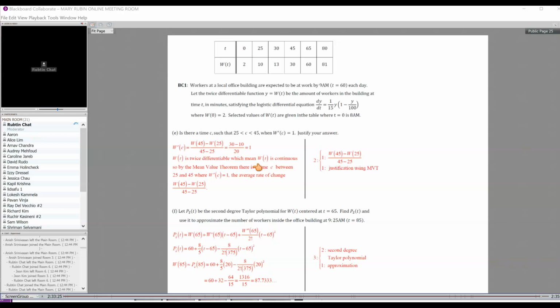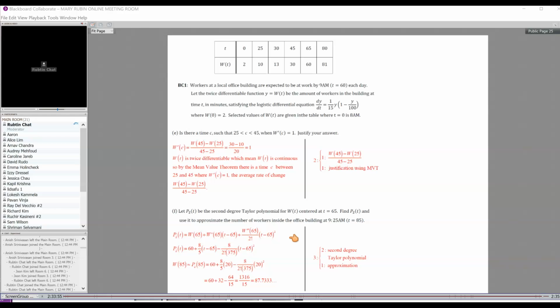W of t is twice differentiable, which means this has to be continuous. So remember, mean value theorem says you've got to be continuous. And yes, and therefore there has to be a time t between 25 and 45 where the derivative is equal to 1, which is the average rate of change.